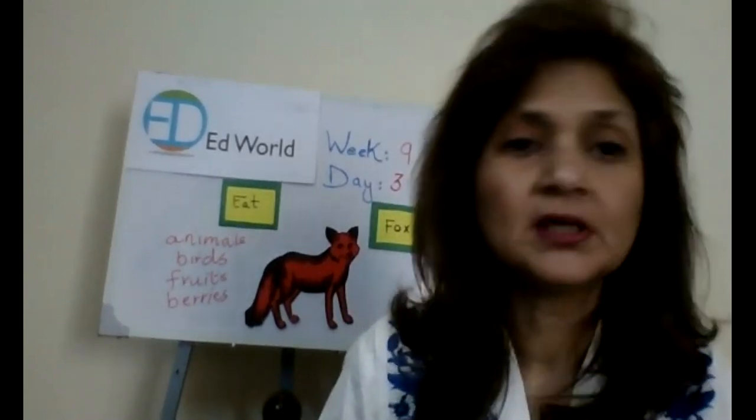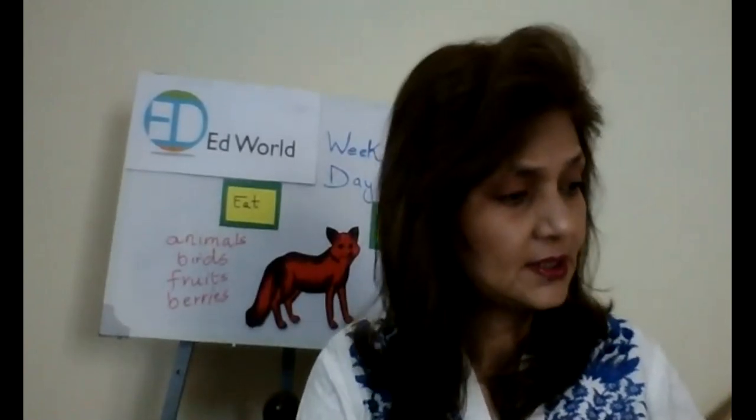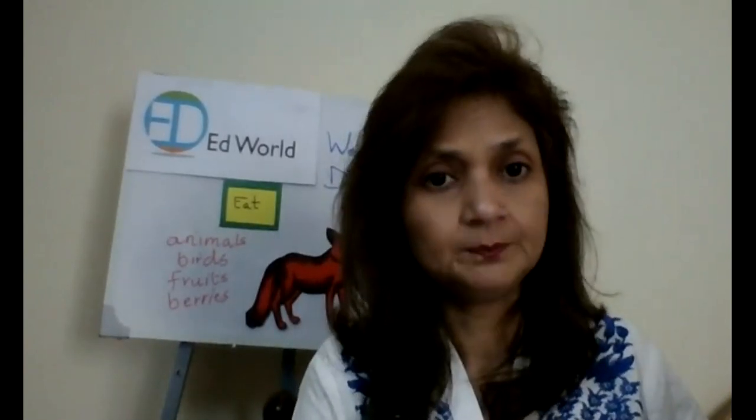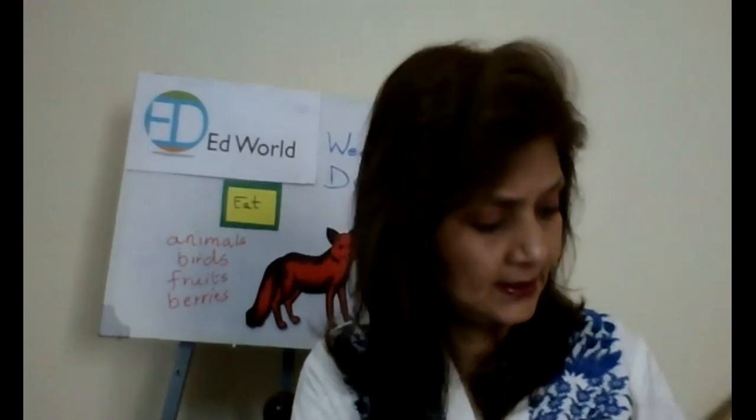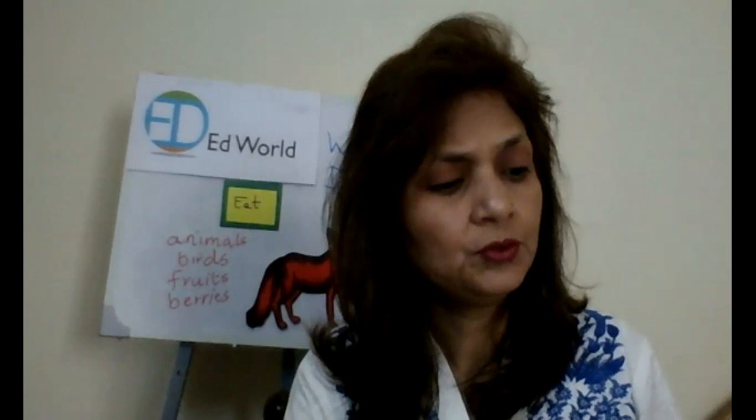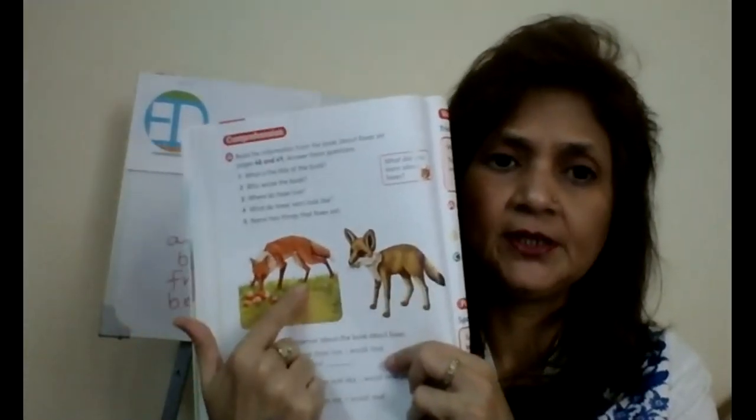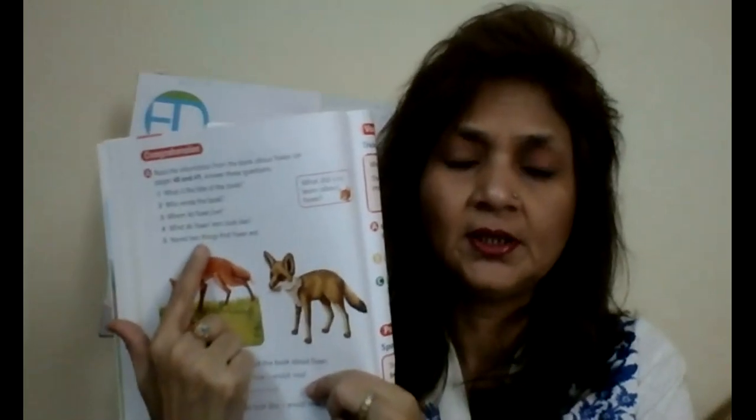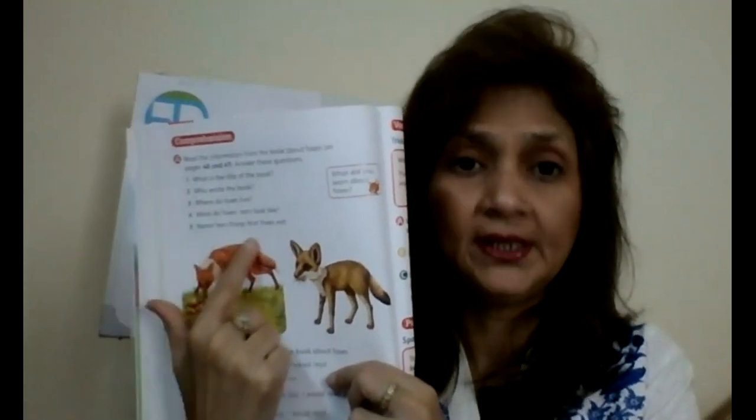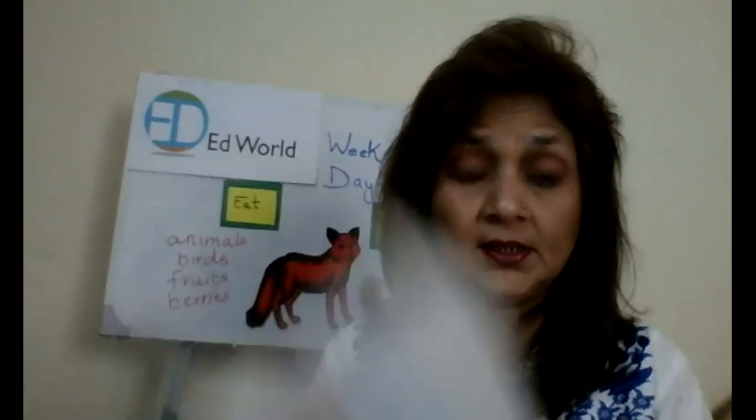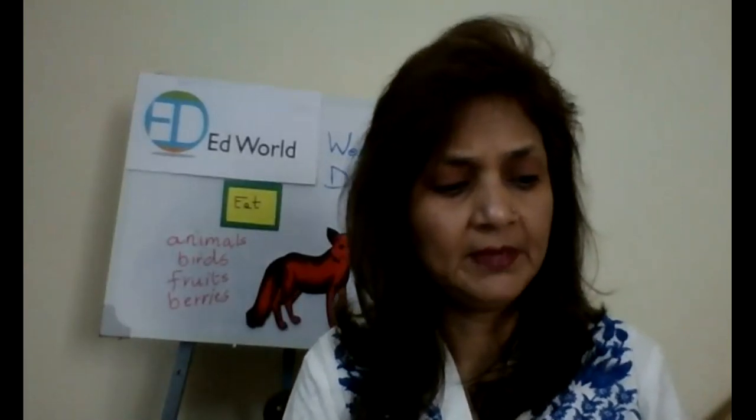Okay. So now comes the time for the task. Now what you have to do is on page number 50, there is the fifth question, and that says name two things that foxes eat. Now, you can see the picture here. Now, this is the question. Name two things that foxes eat. You have to name any two.